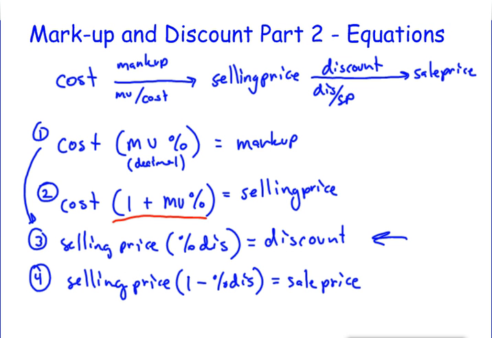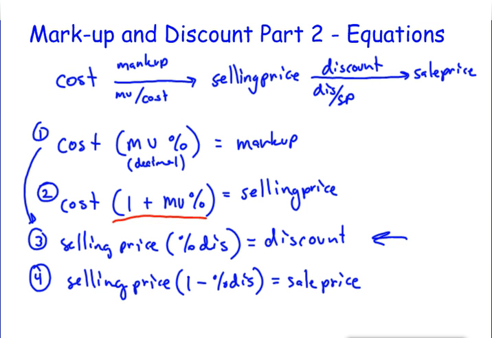these 4 equations. The first one is the cost times the markup percent equals the markup. And so you take the cost of the item, you mark it up a certain percent, and that equals the actual amount you mark it up. However, equation number 2 allows you to find the selling price by, instead of finding a markup, you add 1 to the markup percent as a decimal, and that means that it looks at cost and selling price as a percent of the cost, which is just 100 plus the markup.